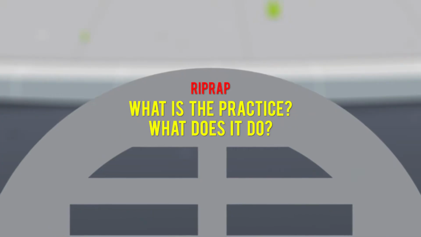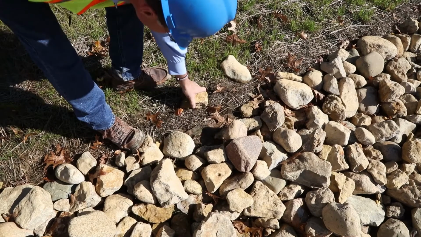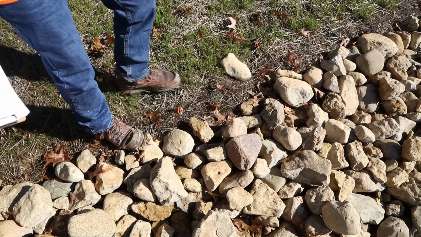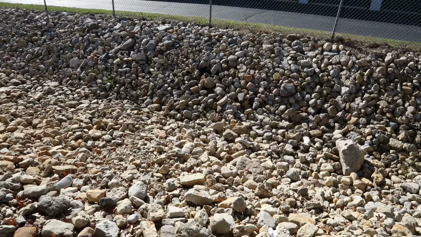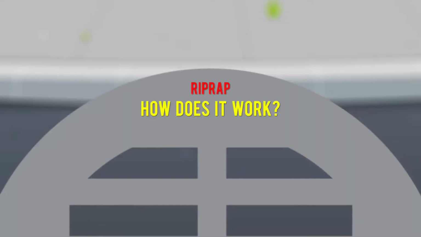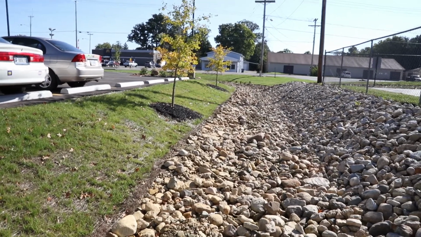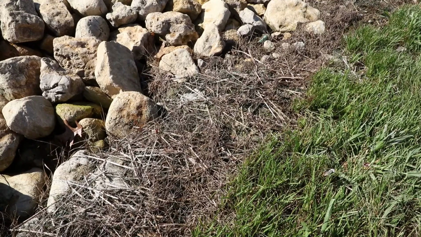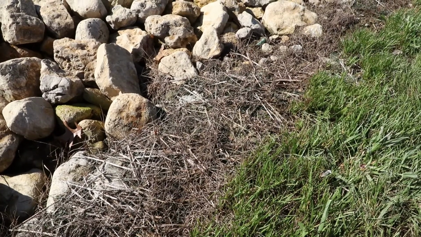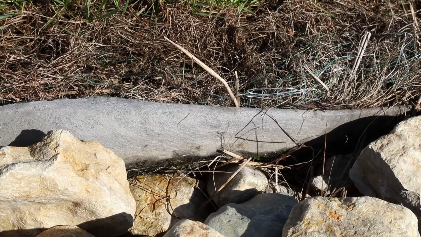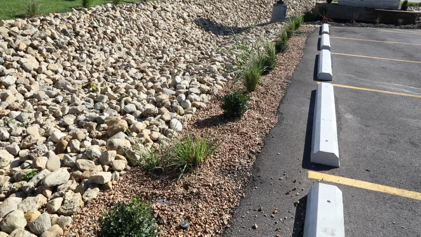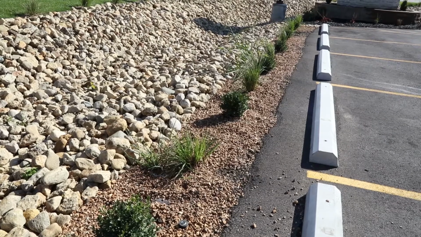Riprap. What is the practice and what does it do? Riprap slope protection is an erosion control measure consisting of geotextile fabric and stone riprap that is placed on an unvegetated slope of 2:1 or flatter. How does it work? It protects the soil from erosive forces. How to install. Construct as shown in construction plans, preparing subgrade, placing bedding material, and then placing appropriately sized riprap. How to maintain. Properly designed and installed riprap usually requires very little maintenance.